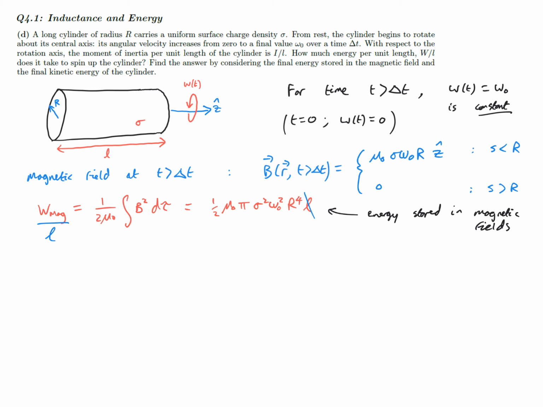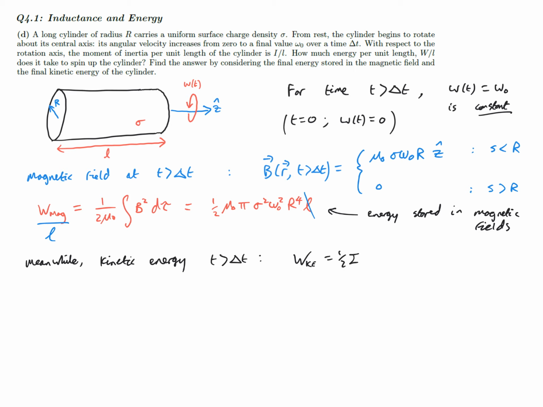So if we're going to consider how much energy we need to put in to get this thing rotating, it's of course not just the kinetic energy, but also the magnetic energy that we're creating, that we're then storing in these magnetic fields. Let's, however, now look at the kinetic energy. Again, we're going to consider the case t greater than delta t, where everything's settled down and is constant. This energy we'll call W ke for kinetic energy, and we know the formula.